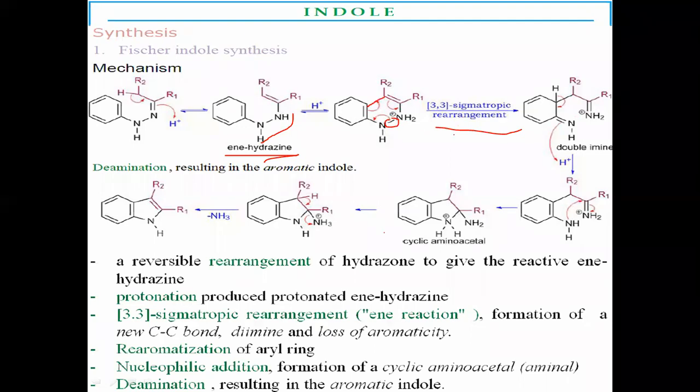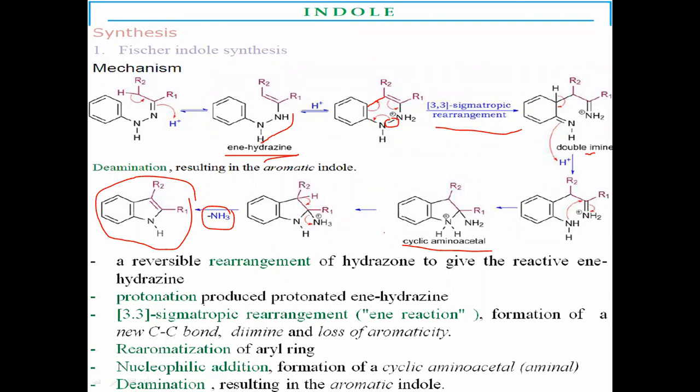That is 3,3 sigmatropic rearrangement and formation of double imines, followed by cyclizations to form the cyclic aminoacetal complex, followed by deamination, loss of one ammonia molecule, to make the indole as the final resulting product. That is an aromatic compound, benzopyrrole. They undergo which type of rearrangement reaction? That is 3,3 sigmatropic rearrangement, which is involved in Fischer indole synthesis.